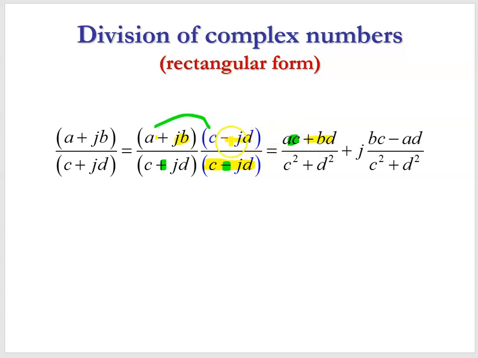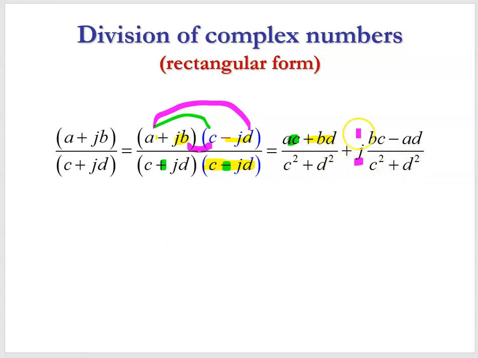And then for our imaginary part, we end up with our BC, right? There's our JBC, and then we end up with minus JAD because of the negative part, so that we pulled the J out over here. There's our J. That's hard to see, so I'll erase it. But in our denominator, we end up with our C squared plus JDC minus JDC. So the imaginary part cancels, and then we just end up with our JD times a negative JD, so we end up with plus D squared.